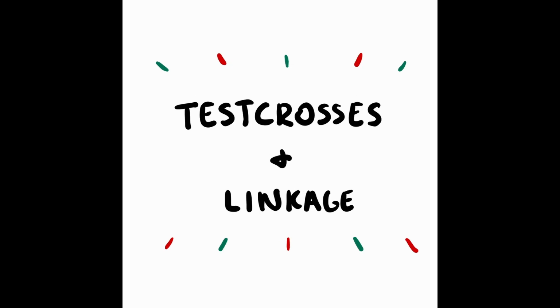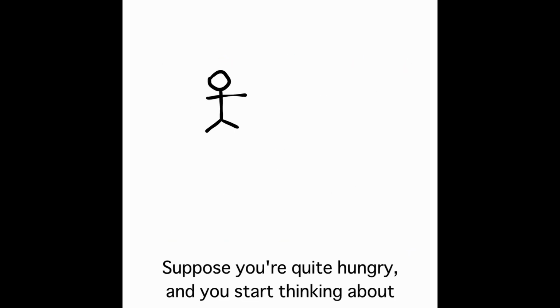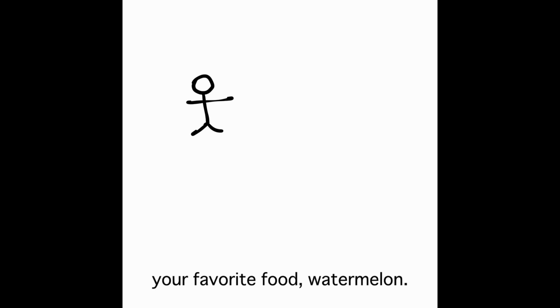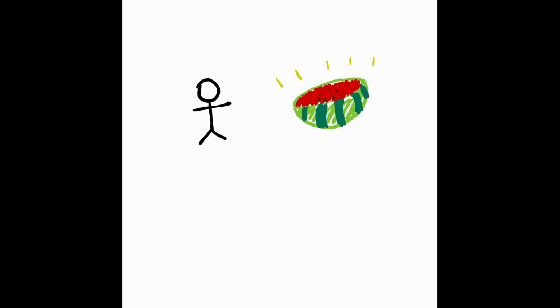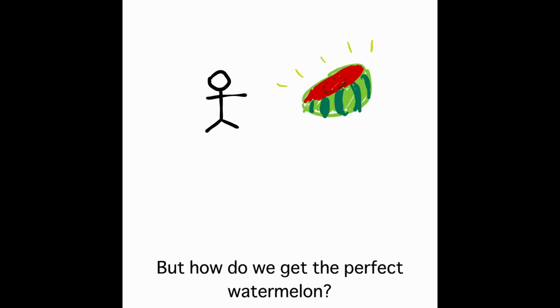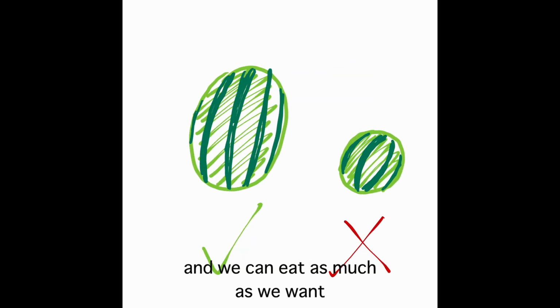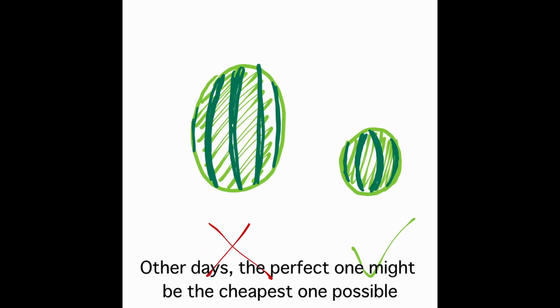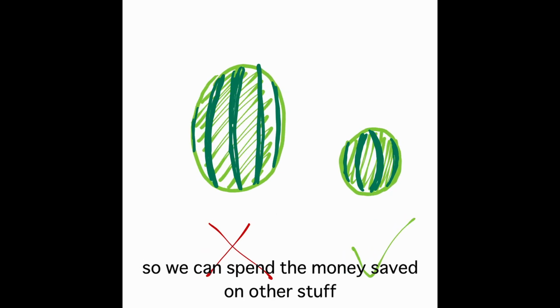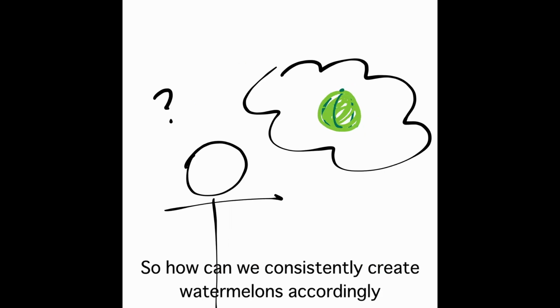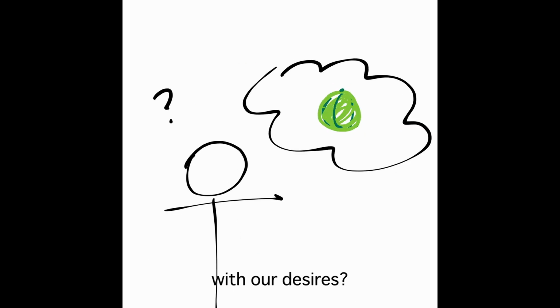Test crosses and linkage. Suppose you're quite hungry and you start thinking about your favorite food, watermelon. Wow, but how do we get the perfect watermelon? Some days the perfect one might be the biggest one possible, and we can eat as much as we want. Other days, the perfect one might be the cheapest one possible, so we can spend the money saved on other stuff. So how can we consistently create watermelons accordingly with our desires?